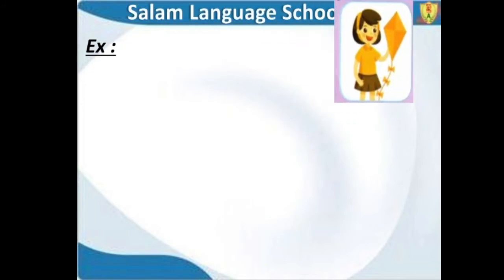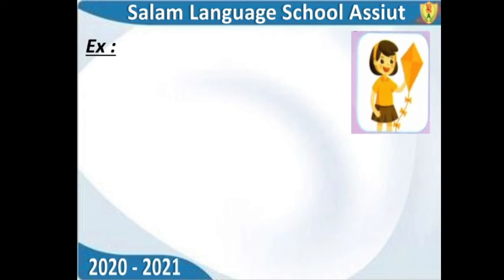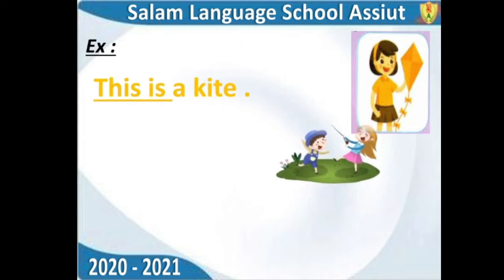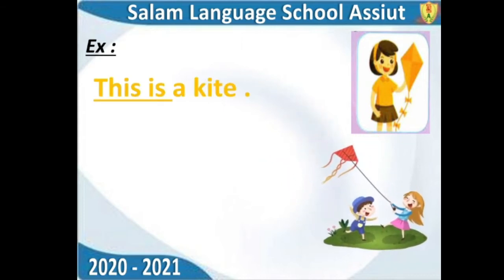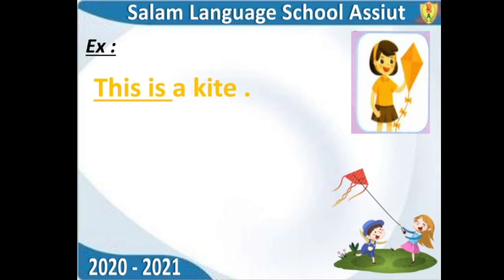For example, in the picture, the kite is near. We will say, this is a kite. Now the kite is far. We will say, that is a kite.